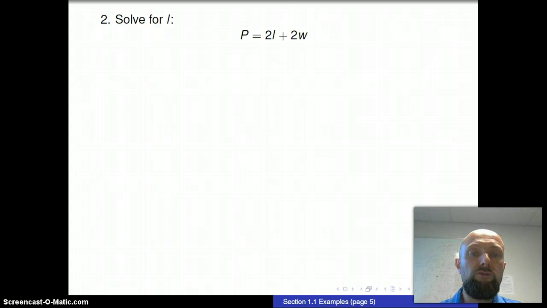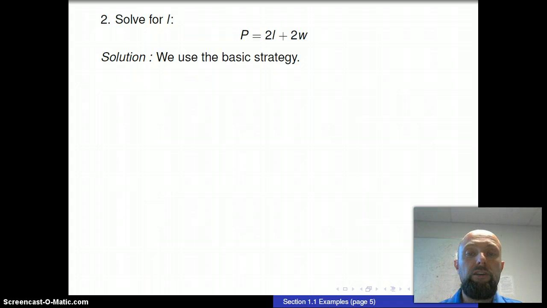Example 2. Solve for L. P is 2L plus 2W. We use the basic strategy, so we need to move all terms that contain L to one side and all other terms to the other side. So we move 2W to the left by subtracting 2W from both sides.